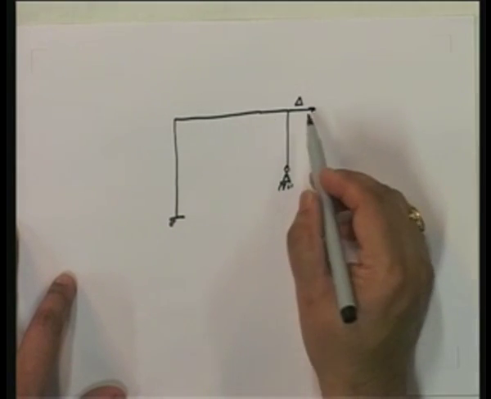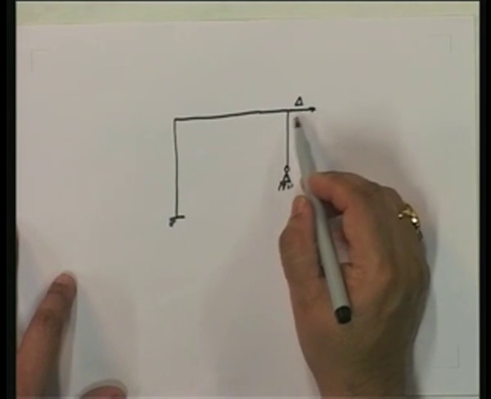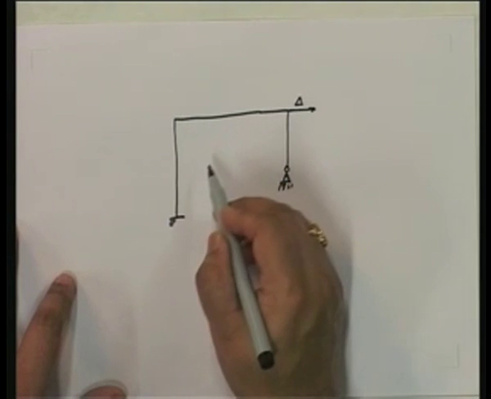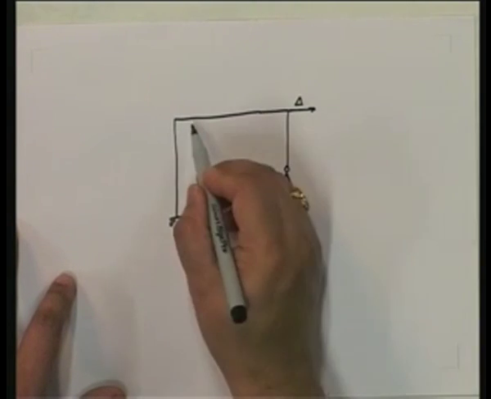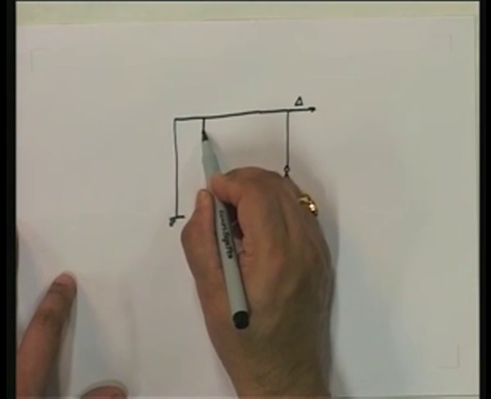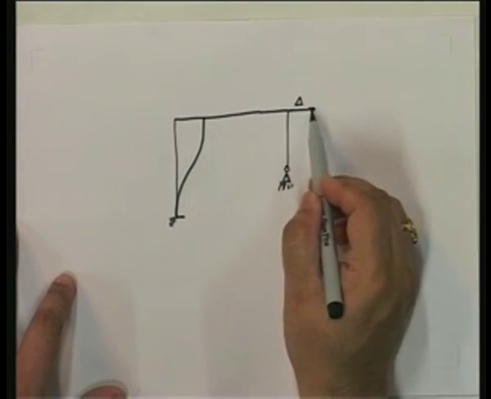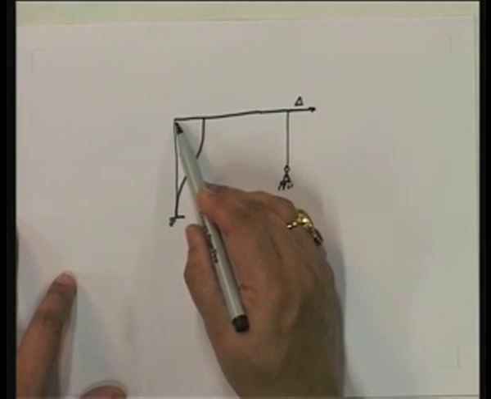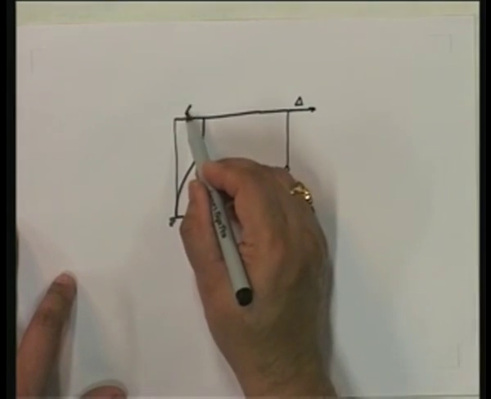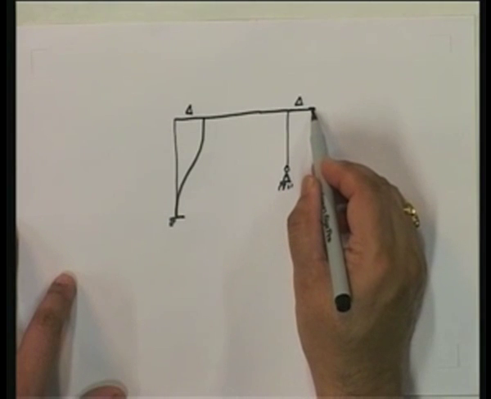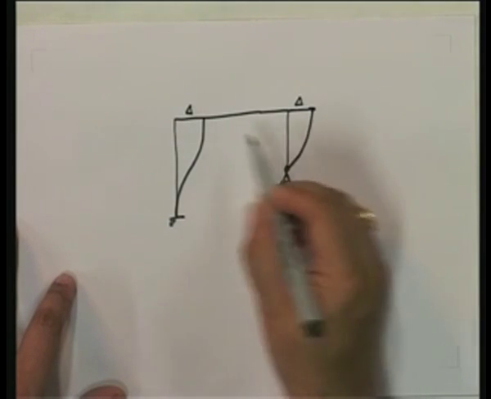Note that when I take this delta, I'm assuming that B and C are clamped. So if B and C are clamped, how will the rotation look like? You will see that it will look like this. Since this point goes here, this point cannot go up, it has to only go this way. And the amount it goes by is delta to ensure that BC remains.